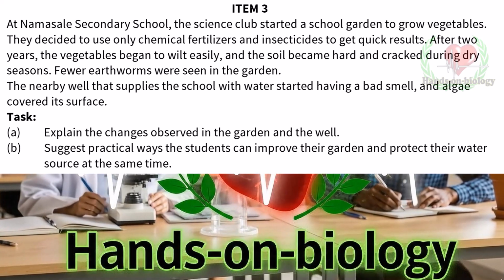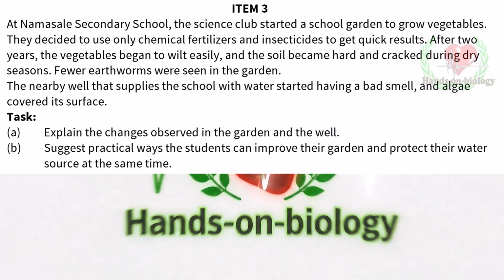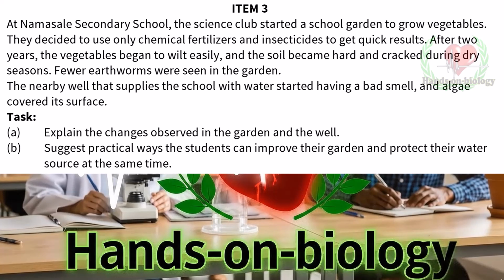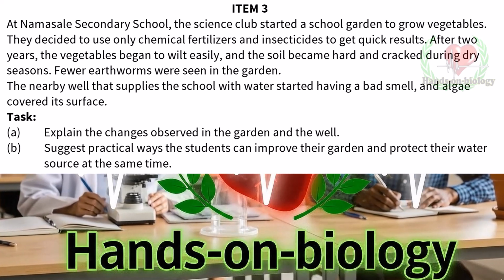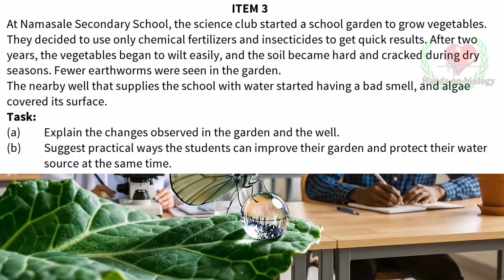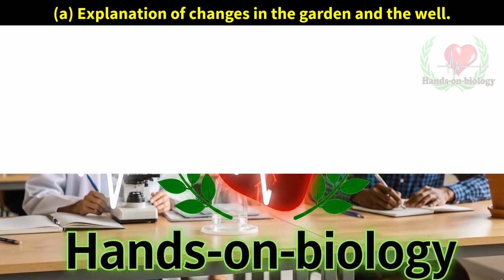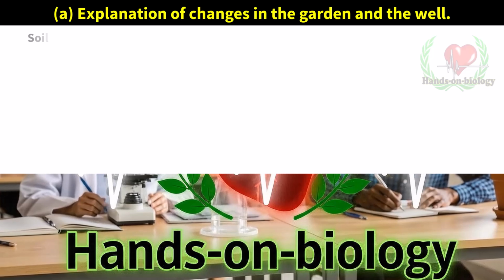Task: Part A. Explain the changes observed in the garden and the well. Part B. Suggest practical ways the students can improve their garden and protect their water source at the same time. Explanation of changes in the garden and the well. Soil became hard and cracked.